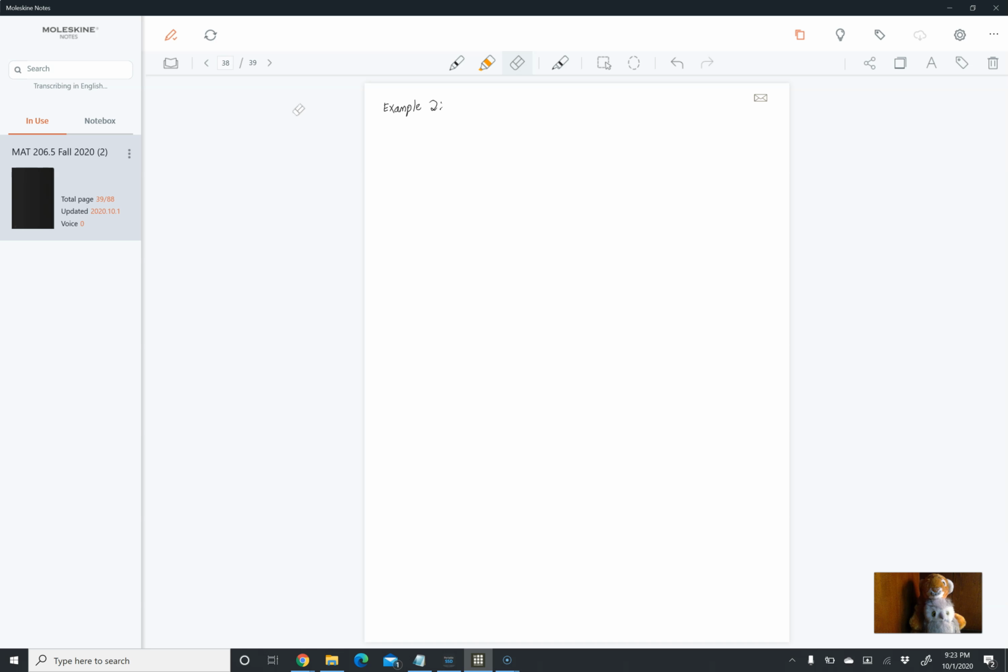So same exact thing. Given f of x is equal to 5x cubed minus 16x squared plus 13x minus 2. Okay, we're going to do all of the same things. So we're going to find all possible rational roots.